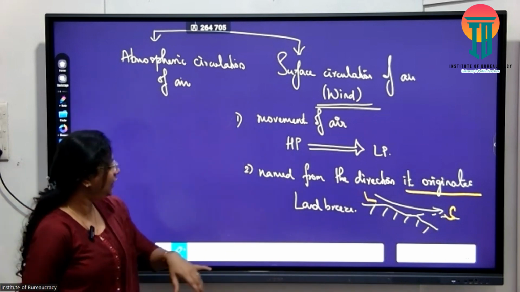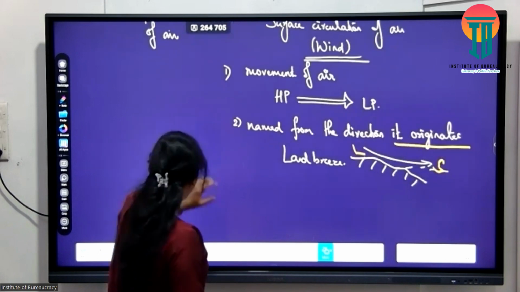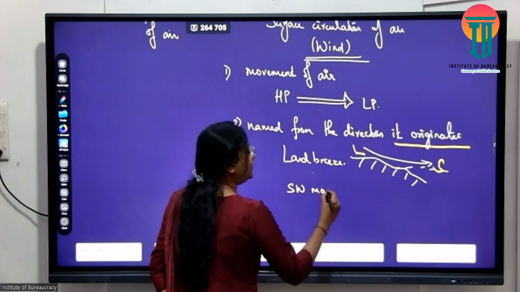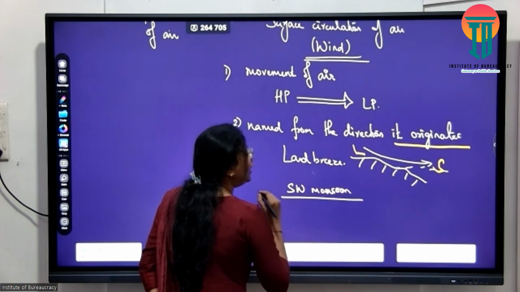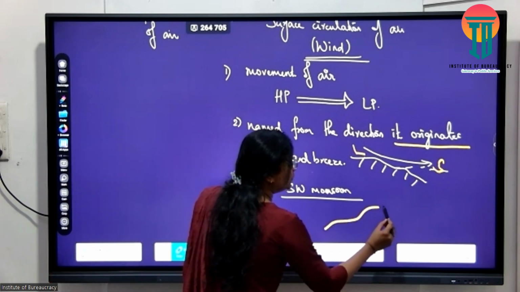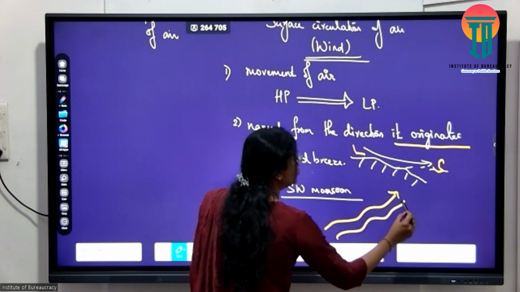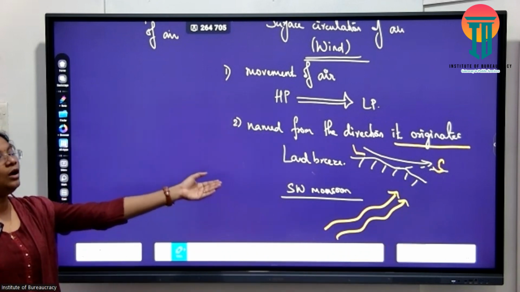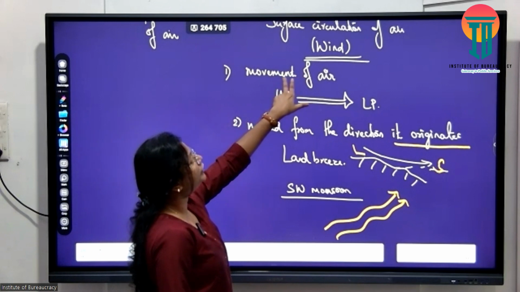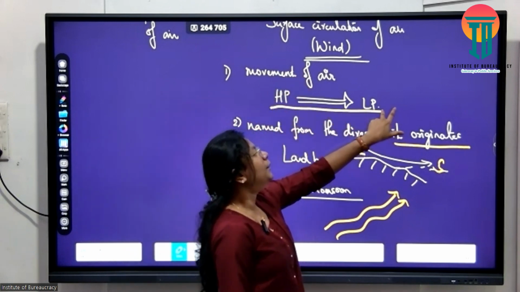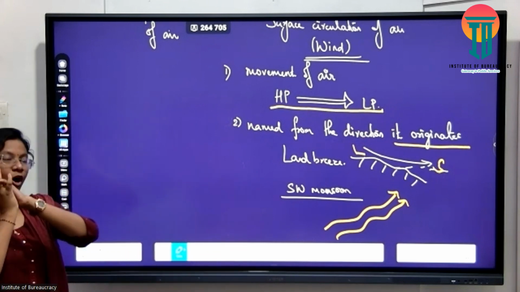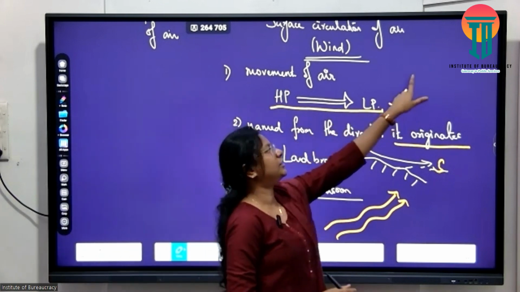From sea to land. A very common wind that we know is the southwest monsoon. You have heard of the monsoon season; we will discuss it later. What is the direction of the southwest monsoon wind? It is the wind moving in a southwesterly direction. So the wind is named by the direction from which it comes. You need to know these two concepts. The movement and direction of surface wind is influenced by pressure differences. Whenever pressure differences are created, air will move from high pressure regions to low pressure regions.